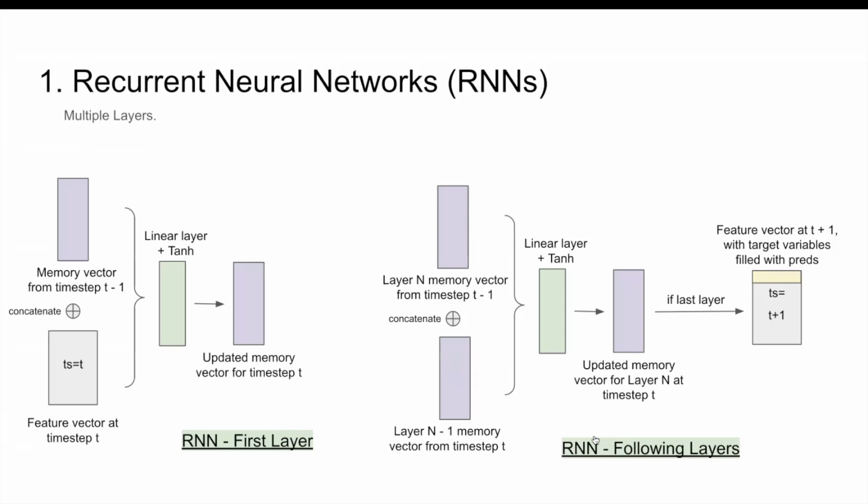And if it's any of the following layers, you'll take your memory vector from the previous time step from the current layer, and also the memory vector from the current time step, but from the previous layer. You take those two memory vectors and do some processing. And if this is the last layer, then you apply maybe a linear transformation to the final updated memory vector from the last layer to get your predictions for the target variables.